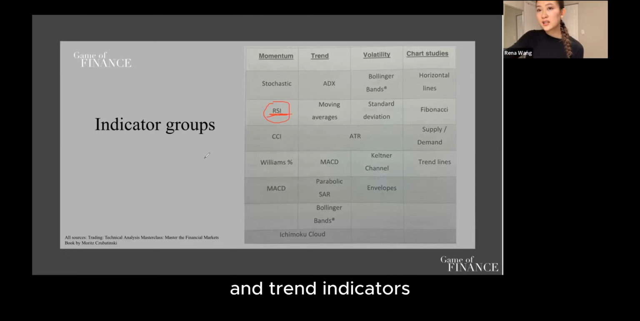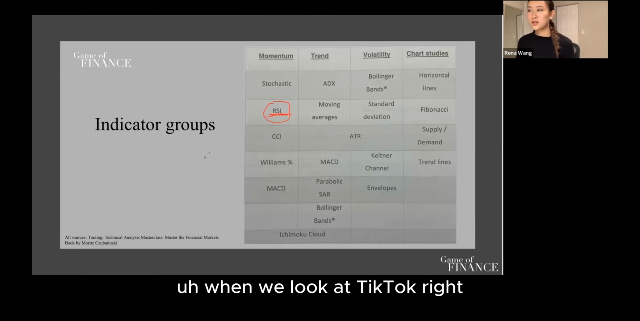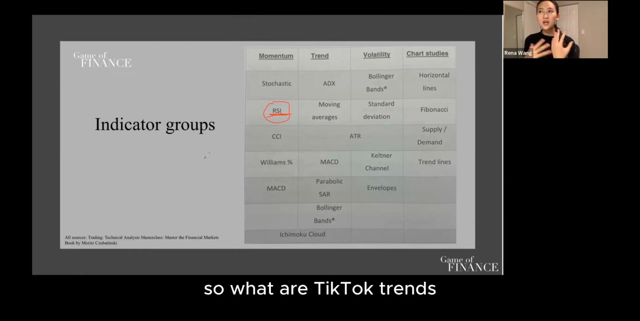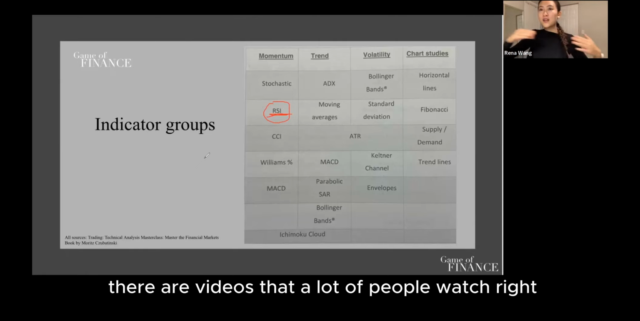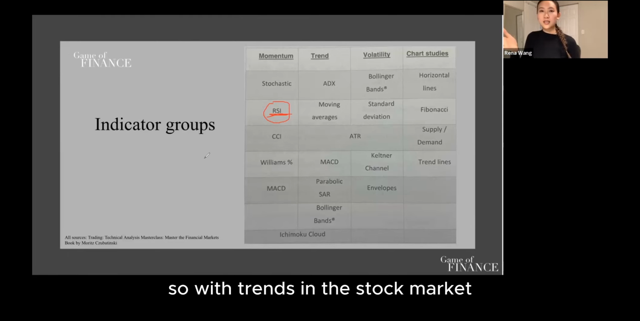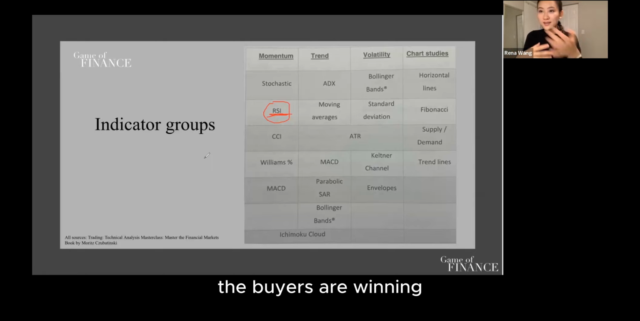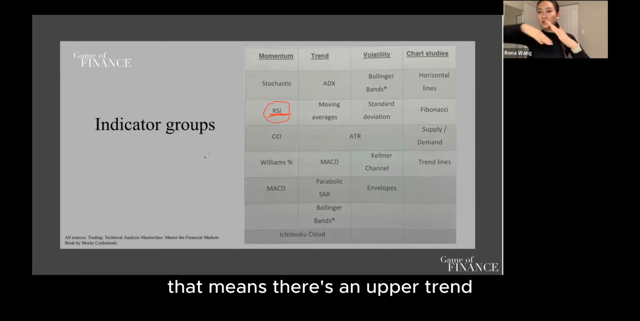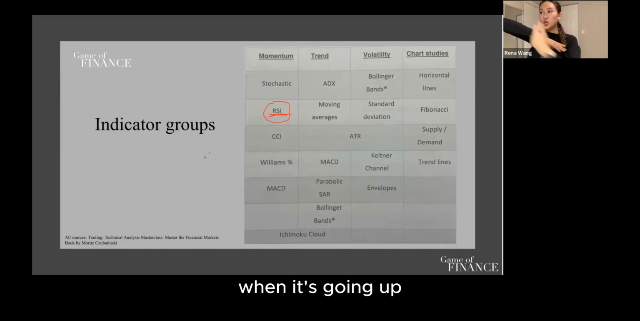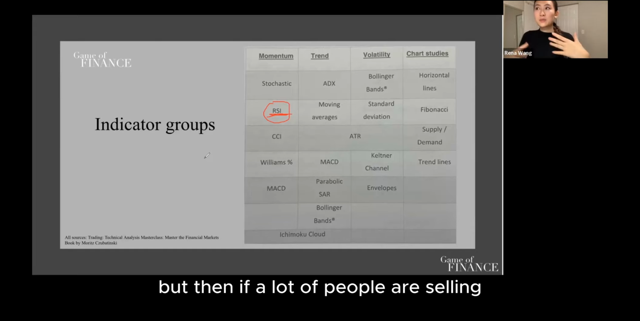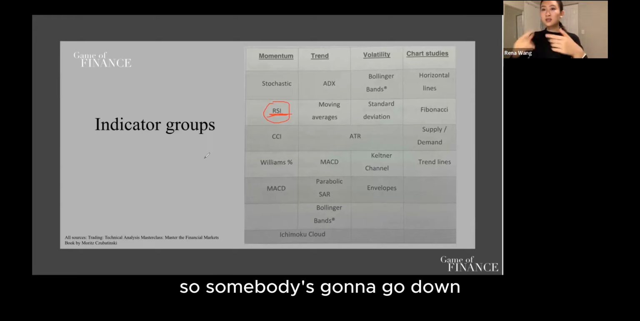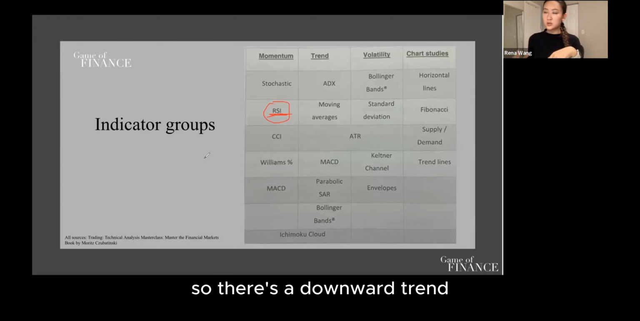And trend indicators, from the name. So trend, what is a trend? When we look at TikTok, right? I'm sure a lot of you guys watch TikTok. So what are TikTok trends? There are videos that a lot of people watch, right? With trends in the stock market, if a lot of people are buying, the buyers are winning. There is a buying trend. That means there's an upward trend, with the stock market going up. But if a lot of people are selling, there's a selling trend. So the stock market is going to go down. So there's a downward trend.